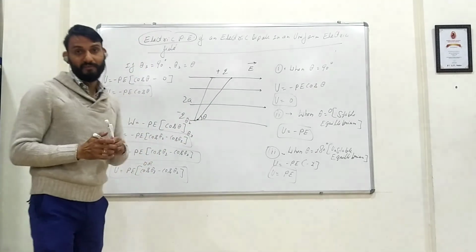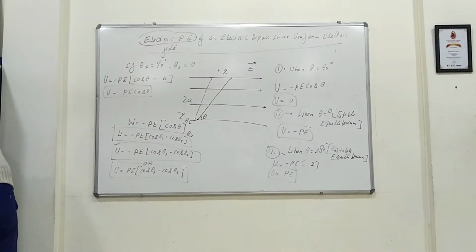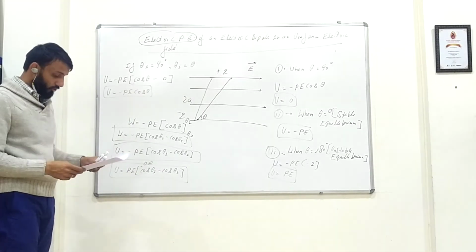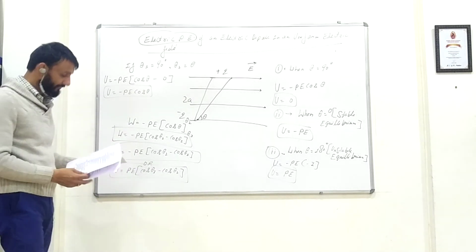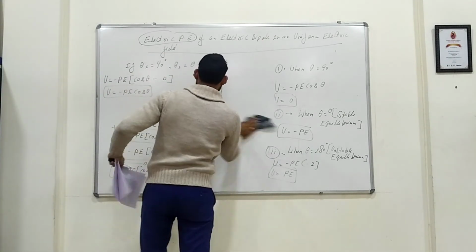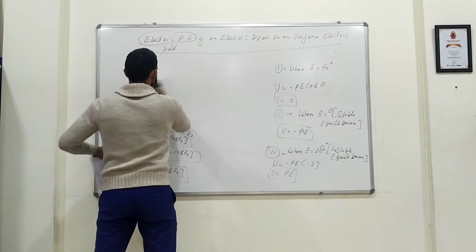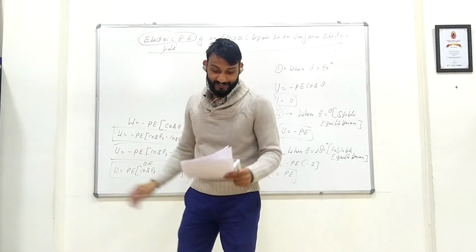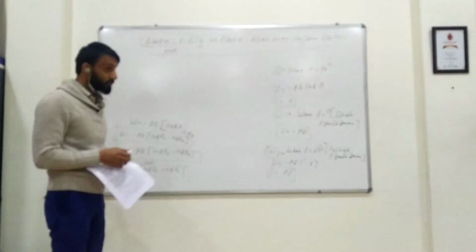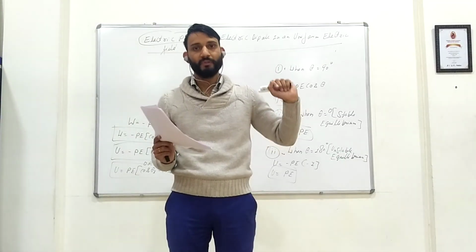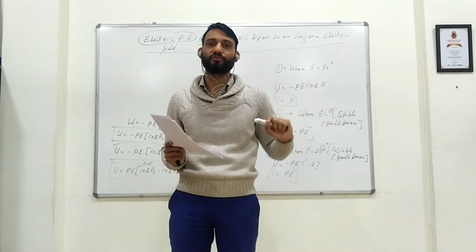Now let us do a small numerical based on this. I have taken this numerical from the mind map, which is already put up in the very first video of this unit. Let us very quickly do this question. This was the last topic, guys, of the unit electrostatics and chapter electric potential. You can get this mind map in the very first video of the unit electrostatics, right?